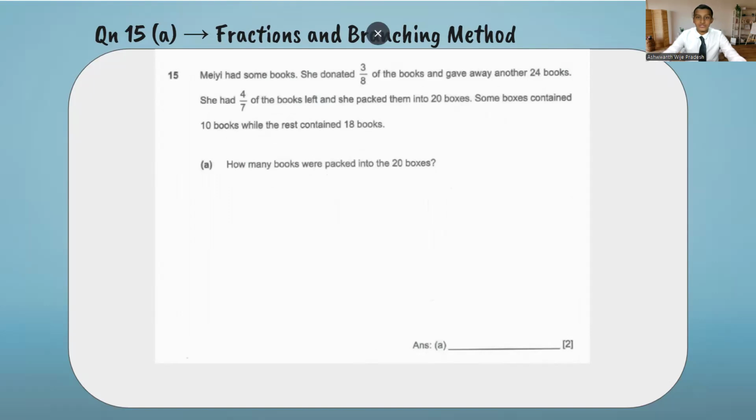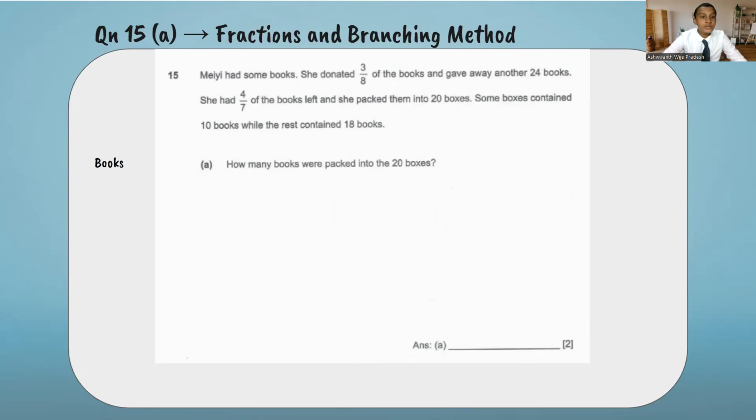Maggie had some books. She donated 3/8 of the books and gave away another 24 books. She had 4/7 of the books left and packed them into 20 boxes. Some boxes contained 10 books, while the others contained 18 books. So, how are we going to do this? Part A. So, we need to do the branching method.